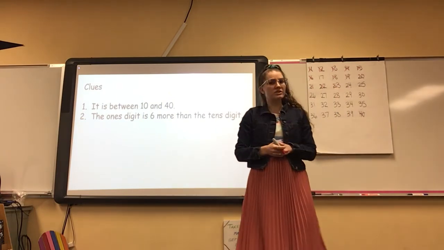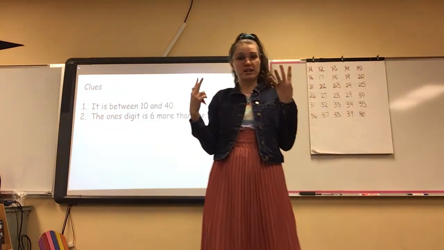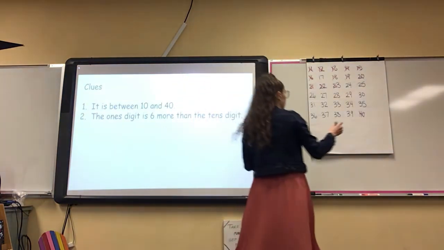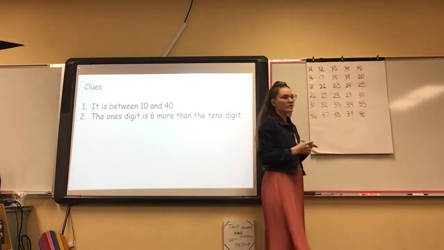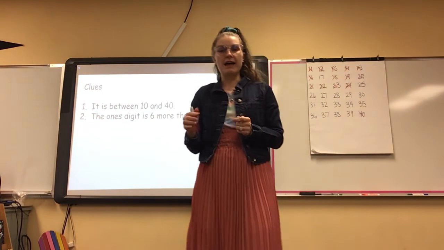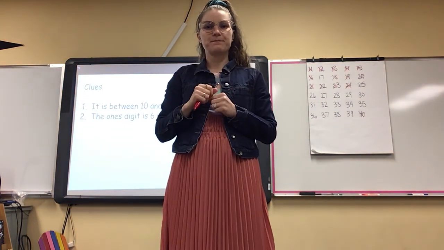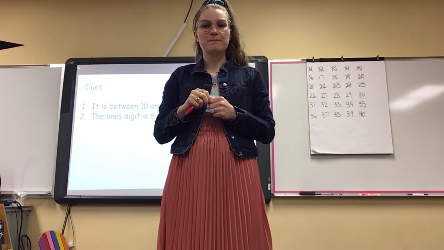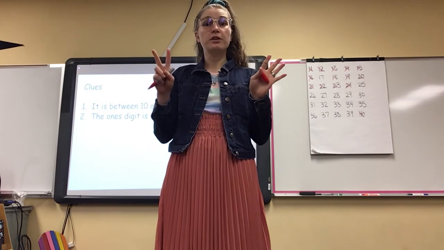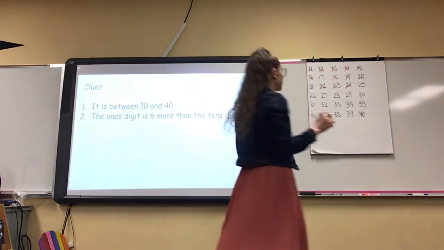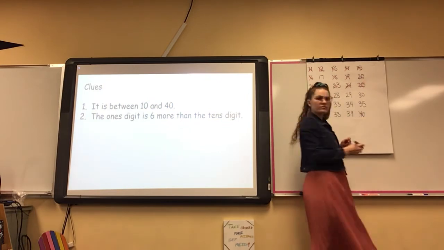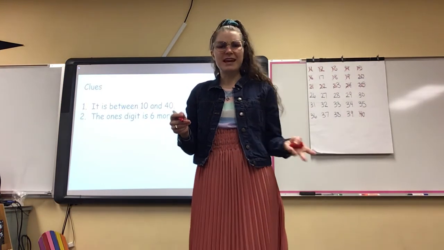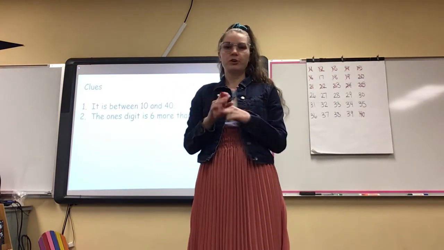The number 24 has a 2-digit in the tens place and a 4-digit in the ones place. 4 is only 2 more than 2, so 24 is not our option. 25, let's see, 25. What's the digit in the tens place? It's a 2. What's our digit in the ones place in 25? It's a 5. 5 is only 3 more than 2. Cross it off. 26 has a 6 in the ones place and a 2-digit in the tens place. 6 is only 4 more than 2. Cross it off.